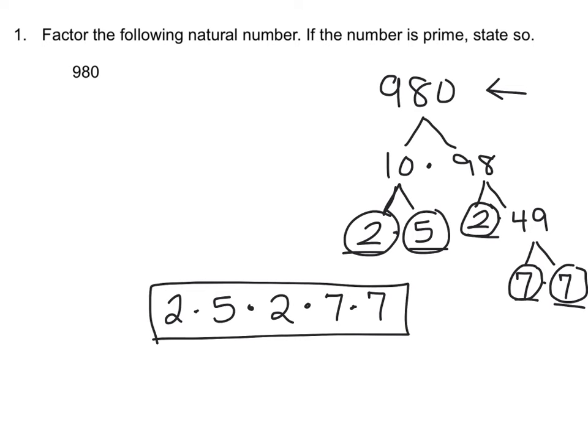Typically, we write our prime factorization in increasing order. So we can just rearrange this as 2 times 2 times 5 times 7 times 7. Either answer is correct.